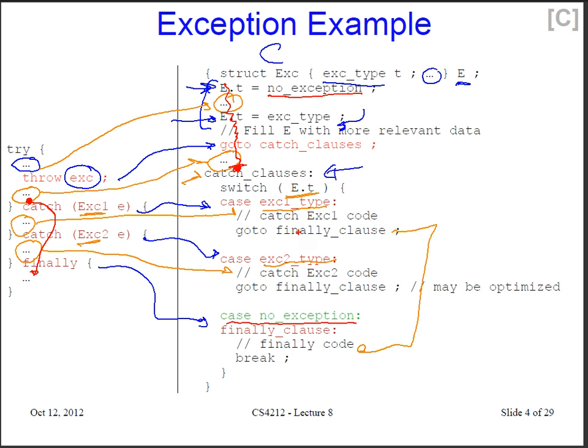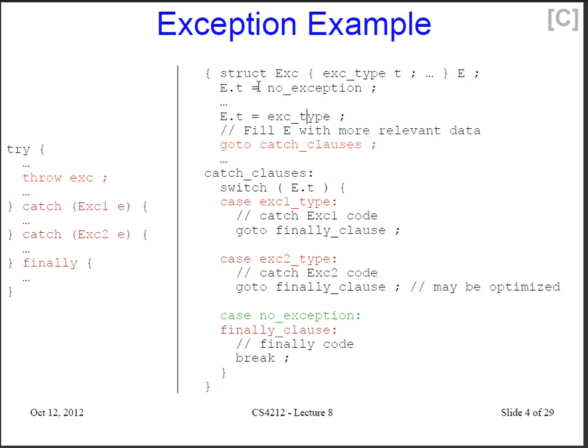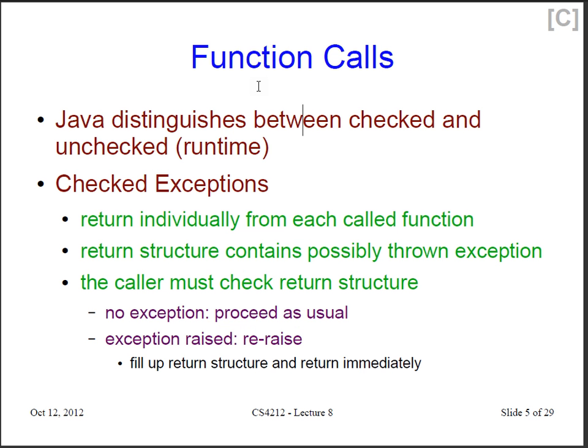This is a very straightforward translation, right? But it is so straightforward because there are no function calls. So let's go further, and we're essentially implementing checked exceptions. This would be the mechanism of implementing checked exceptions. But let's not jump there, right? So how do we handle function calls?